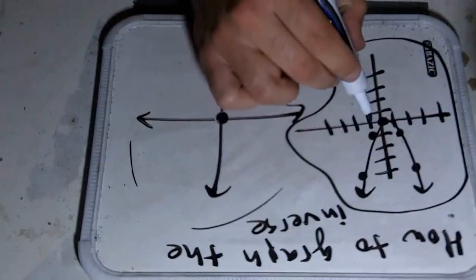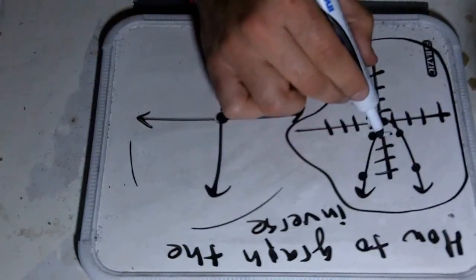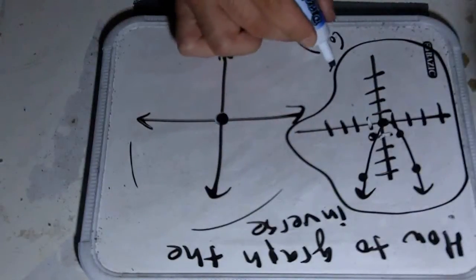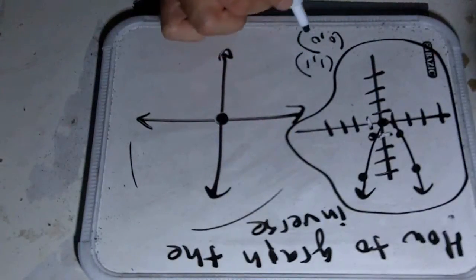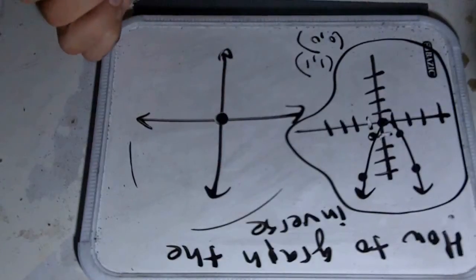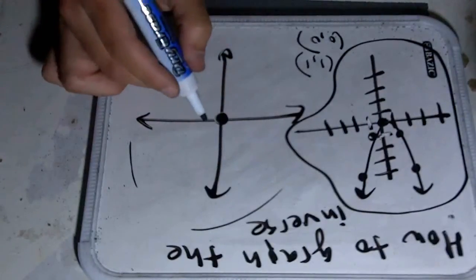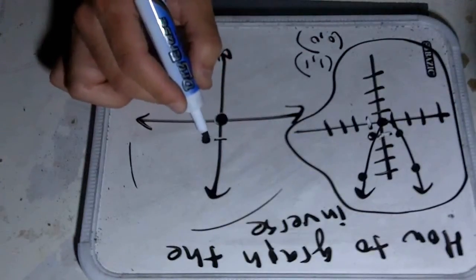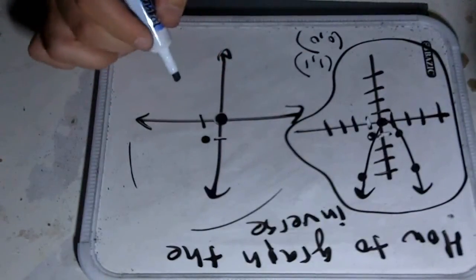Now, this one right here is 1, 1. This point right there, 1, 1. And if we switch the x and y coordinate with that, it's still going to be 1, 1. So that's going to be 1, 1, which is there. So we're still graphing the inverse here on the right.